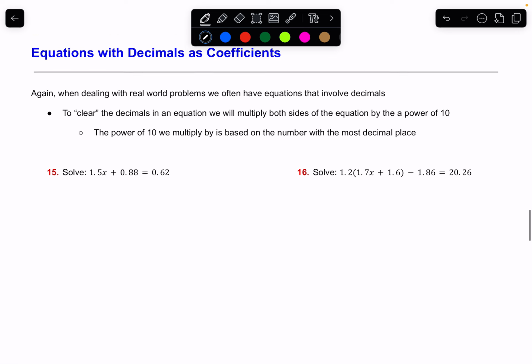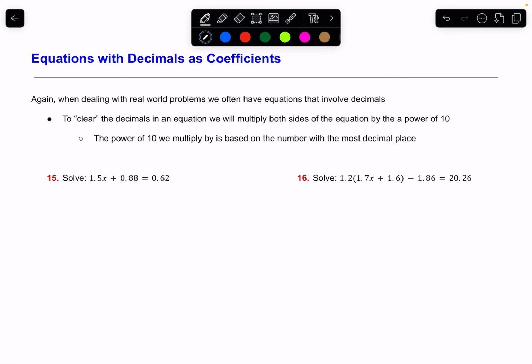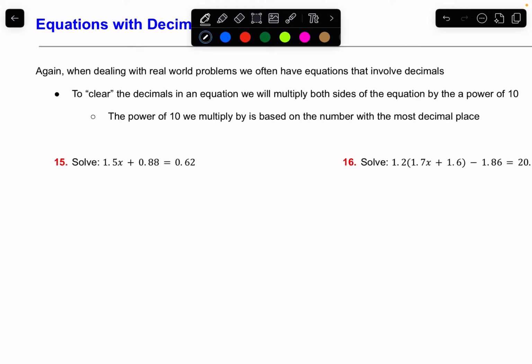So now, even though this is technically a different slide, it's really the same slide. Because when we are dealing with real-world problems, just like before with fractions, we might have decimals, and we clear decimals actually in the exact same way we clear fractions because, well, they are fractions, they're just represented in decimal form. So what I mean by that is the power of 10 we're going to multiply by is going to be based on however many decimal places we want to get rid of.